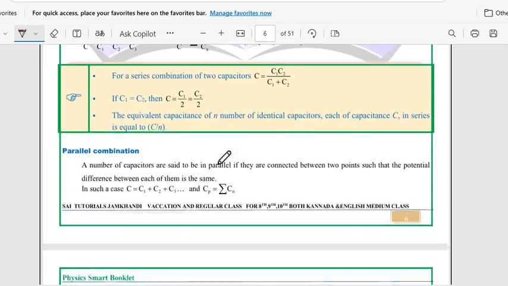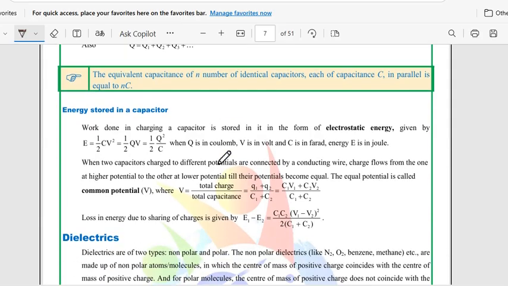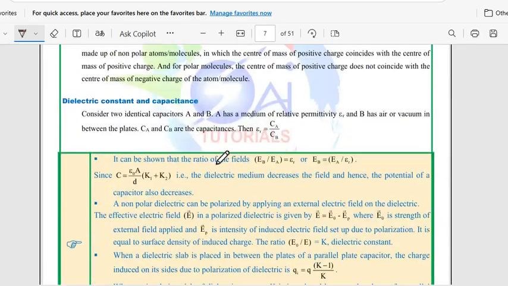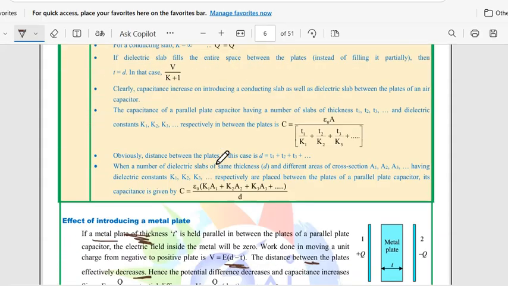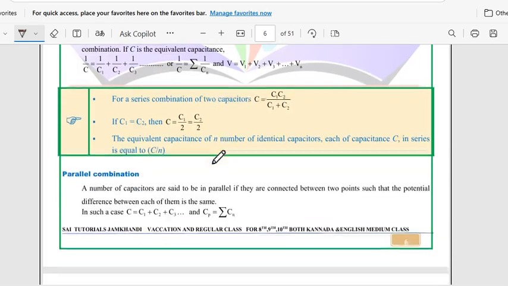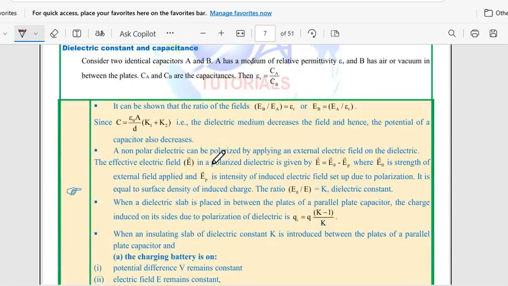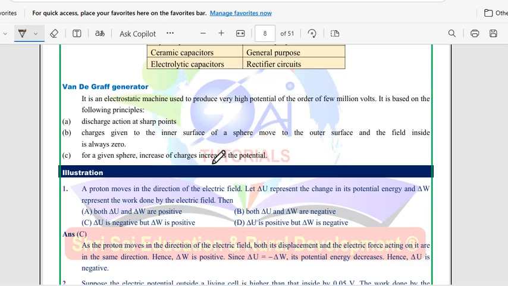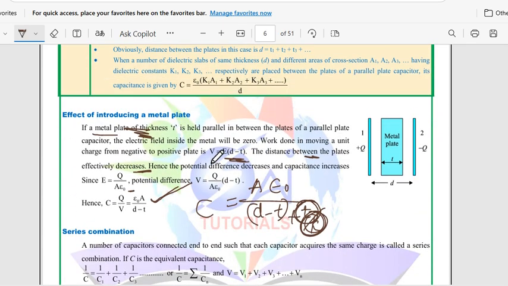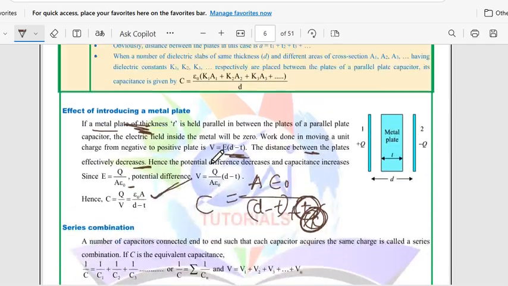Next, the most important concepts related to your syllabus, that is series combination and parallel combination. So I hope this concept is clear to you.